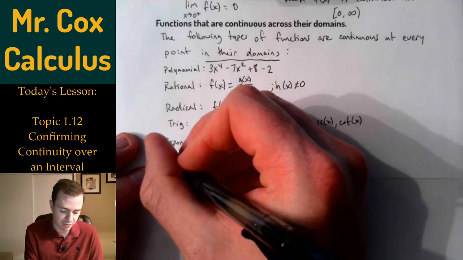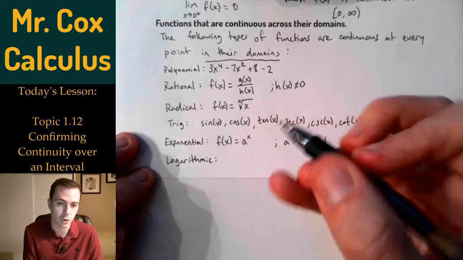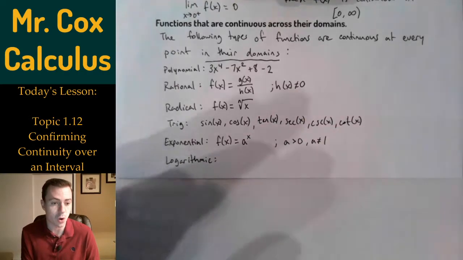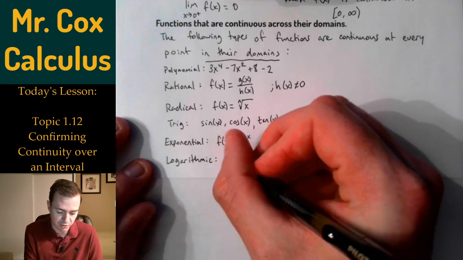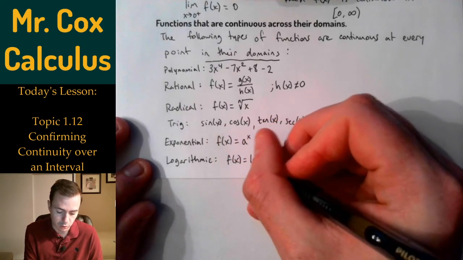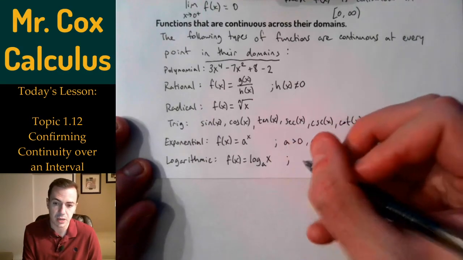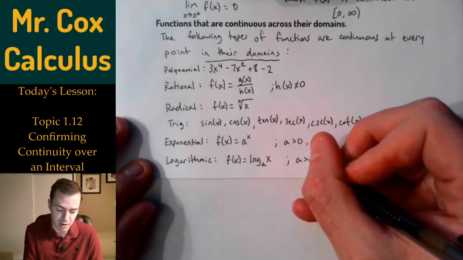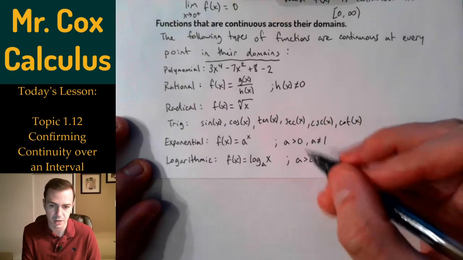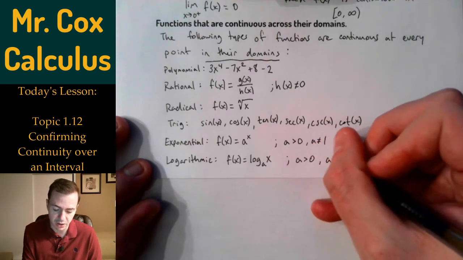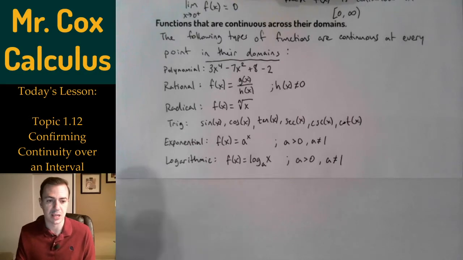And then the other type of function that is going to be continuous across its domain are logarithmic functions. There are some domain restrictions for logarithmic functions, but if it takes the form of f of x equals log base a of x, we get the same restrictions here: a cannot be negative, and it also can't be 0 for that matter, and the same was true for exponentials. a also cannot equal 1 because you get the same issues right there.